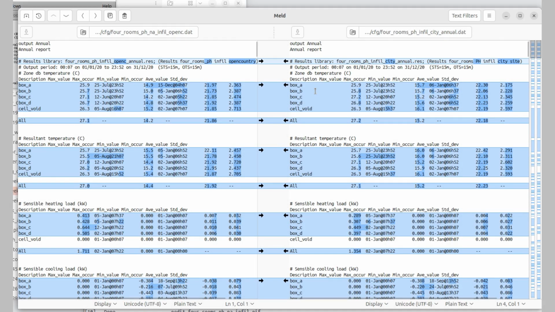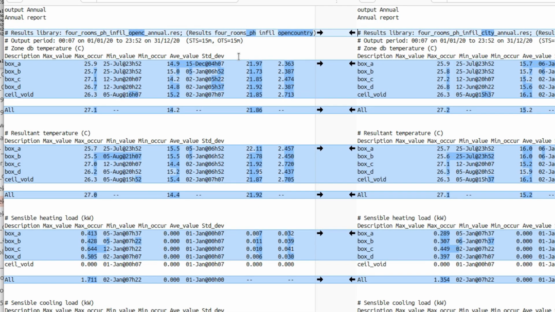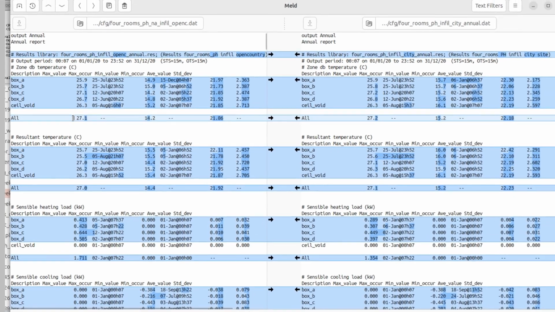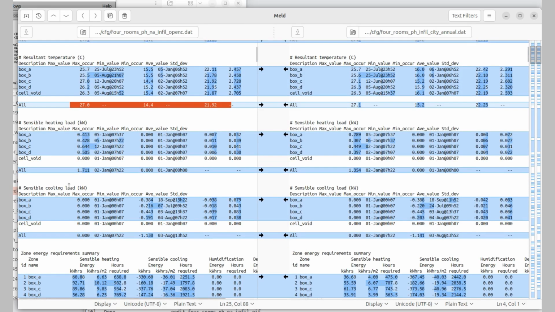I am using a visual comparison tool called MELD to look at two different reports, one on the left being in open countryside and the right city center. What we see is for each topic, we have maximum, minimum, mean, standard deviation for each zone in turn, and then a summary for all of them. And this happens for zone dry bulb temperature, resultant temperature, sensible heating load, sensible cooling load. And so I'm looking at the differences, highlighted in blue, from the left to the right, in order to make a judgment.